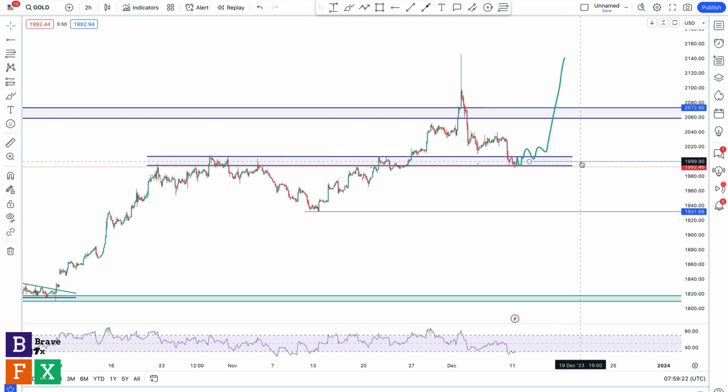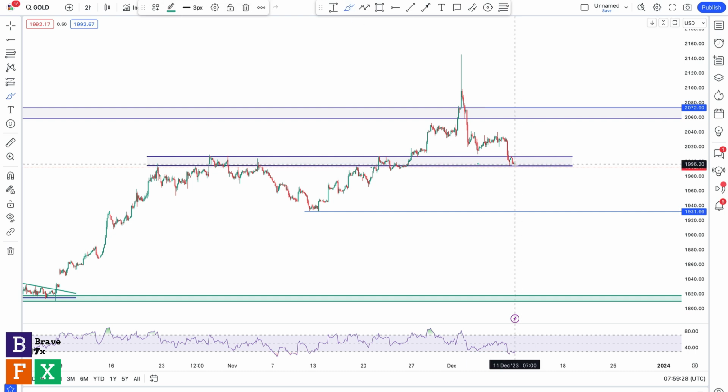And alternatively, for a bearish case scenario, one last point of view, we are likely going to see a push to the downside, an immediate push.